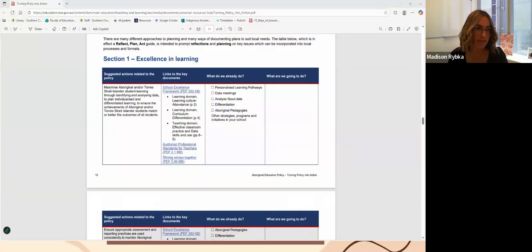So looking at this policy into action, this one gives you lots of suggested actions, links to documents. What would we do already if you're sitting in a school? This would be for your public school setting. What are we doing already? What are we going to do? Looking at this document, how do you think this could inform your practice?